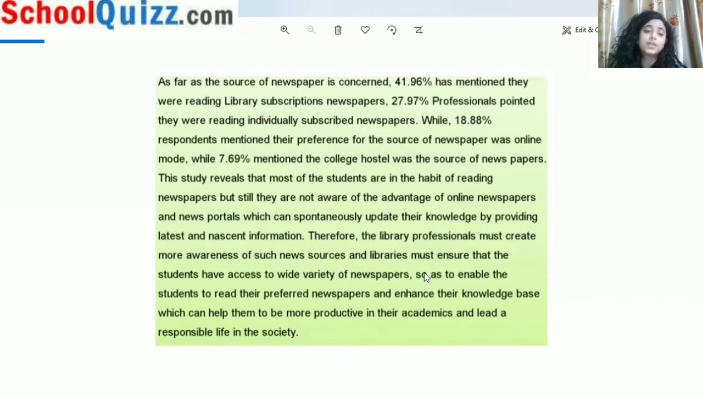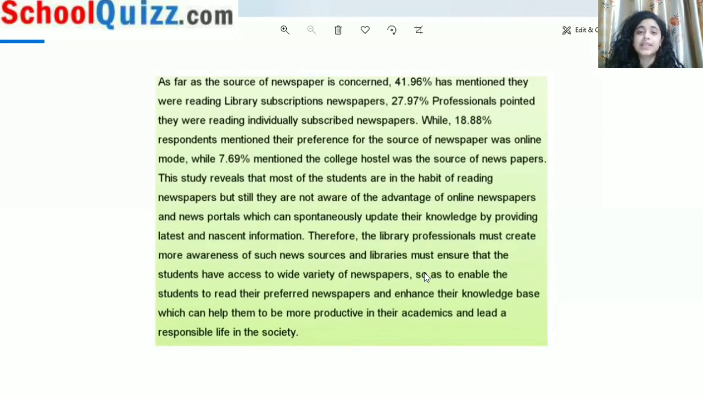So this is the percentage: how many are using their personalized newspapers, how many are using library newspapers, how many are getting their source from the hostel newspapers. This study reveals that most of the students are in the habit of reading newspapers, but still they are not aware of the advantage of online newspapers. Now, do you know where we can find the online newspapers? Do you know some application or anything?